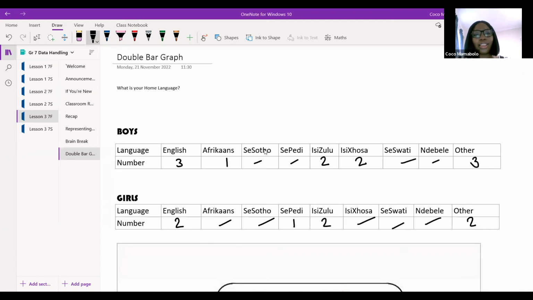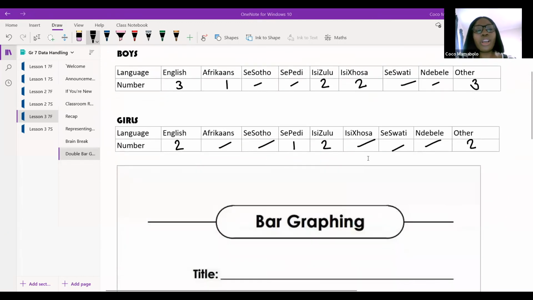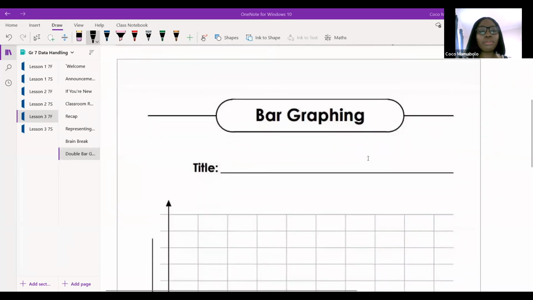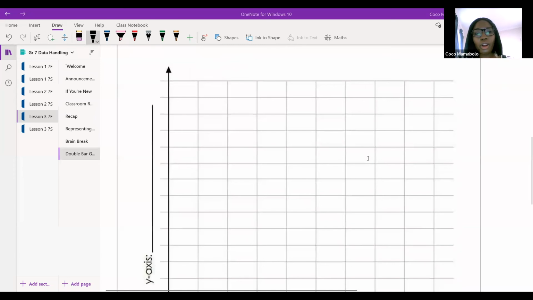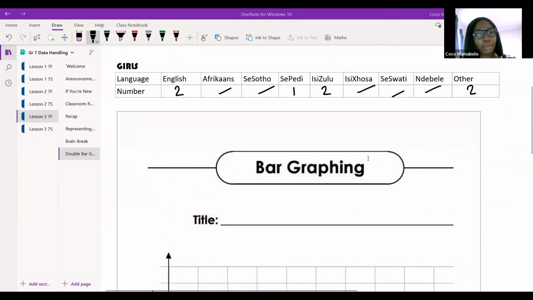There are quite a lot of us who speak different languages in this class, and that's so great because we can get to learn from each other all these different languages. You guys know that in South Africa, we have 11 official languages. So that means a lot of us speak quite a lot of different languages, okay?